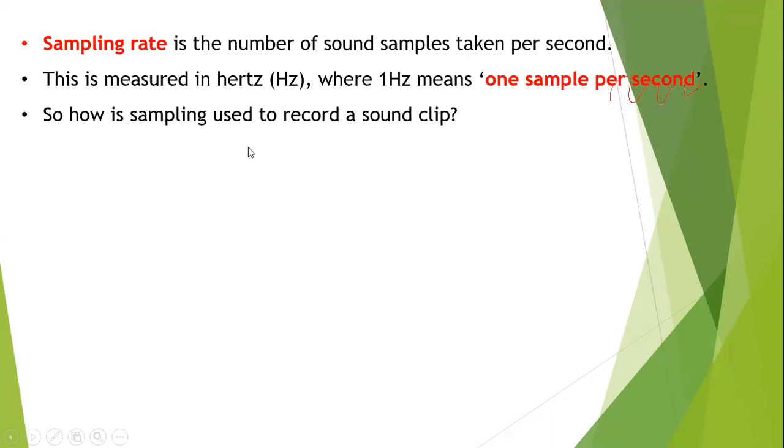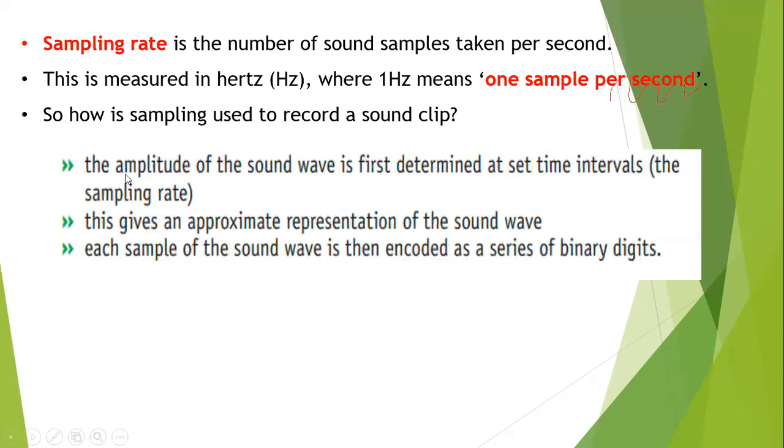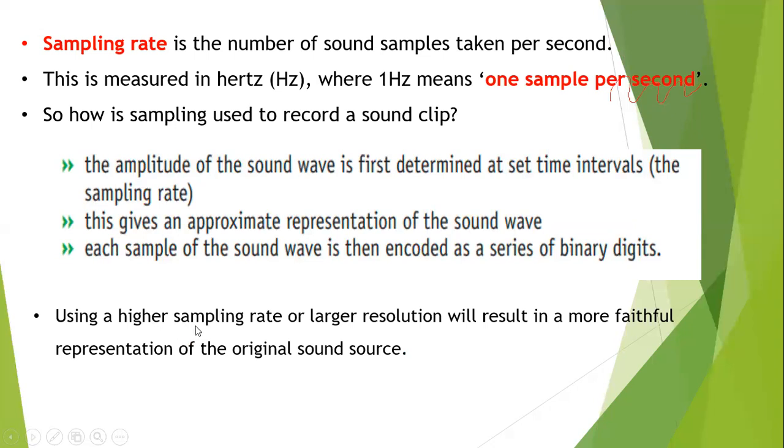So how is sampling used to record a sound clip? The amplitude of the sound wave is first determined at set time intervals, the sampling rate. This gives an approximate representation of the sound wave, and each sample is then encoded as a series of binary digits. Using a higher sampling rate or larger resolution will result in a more faithful representation of the original sound source. So this was the theory related to your sound.